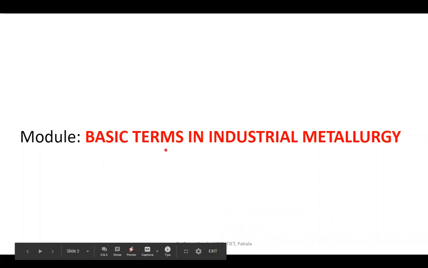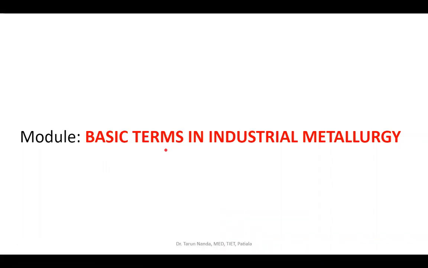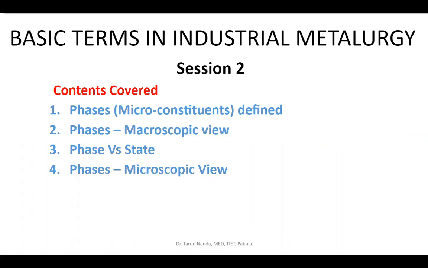And we will start discussing some of the basic terms that are used in industrial metallurgy. In this particular session 2, we are going to discuss the most frequently used term in this field of industrial metallurgy, and this term is phases or micro constituents present in a metal or an alloy system. So these are the topics that we will be covering in this particular session.